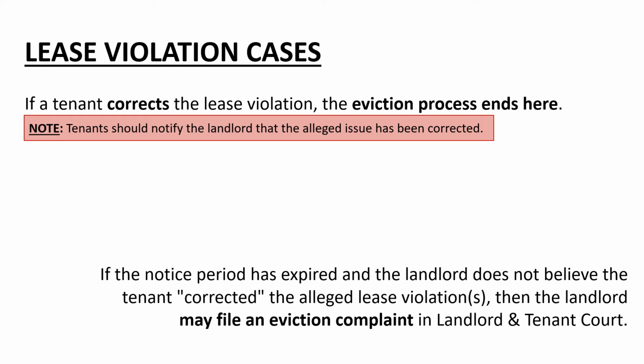Lease violation cases. If a tenant corrects the lease violation, the eviction process ends here. Note: tenants should notify the landlord that the alleged issue has been corrected. If the notice period has expired and the landlord does not believe the tenant corrected the alleged lease violation, then the landlord may file an eviction complaint in landlord and tenant court.